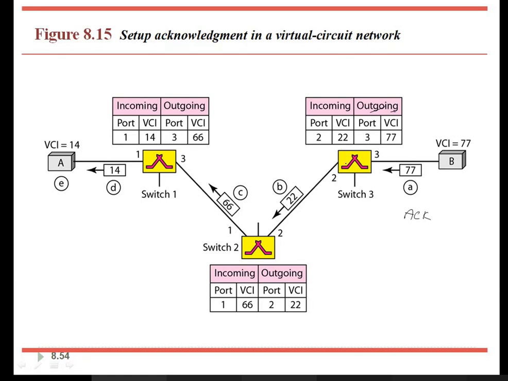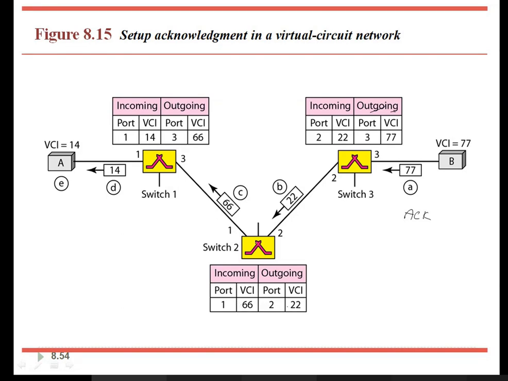Similarly, it goes to port 2 because that is already updated here, and this link is having VCI 22. So that is added in the acknowledgement, and accordingly this switch's routing table is updated to 22. The same procedure goes on. Next, the same acknowledgement is forwarded through port 1 with VCI 66. You already know that this link has VCI 66, a virtual circuit identifier for this link, that is already there in the incoming port.